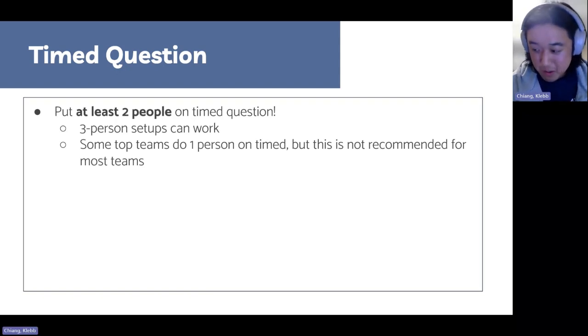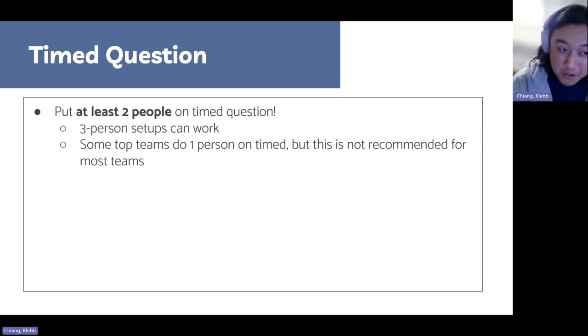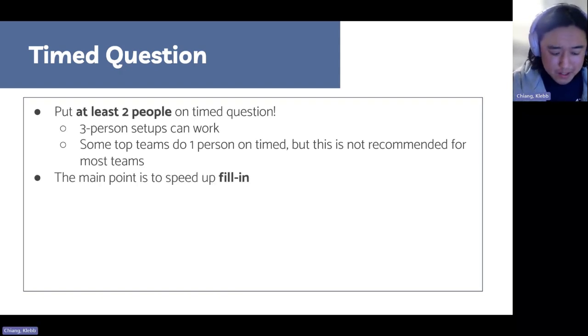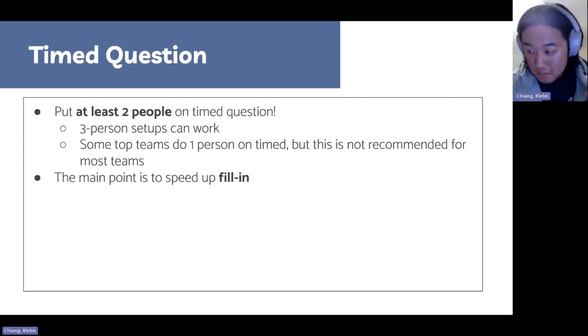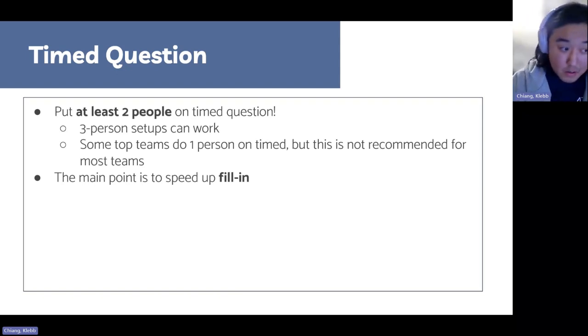It's just like some people are just crazy, and if you have someone like that who can do that, go for it. I don't recommend it. So I recommend 2 people. And the main reason to have 2 people is actually to speed up fill-in. Remember, fill-in is slow, aha and break-in are fast, but difficult. So I recommend having multiple people specifically to speed up fill-in.